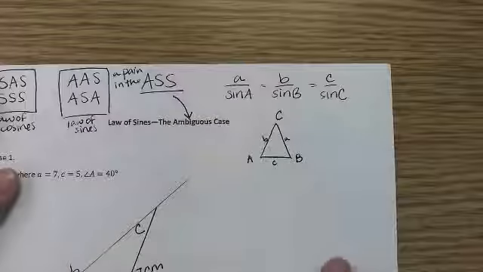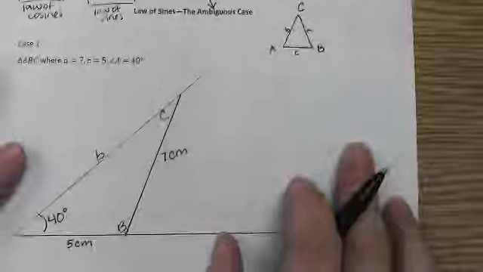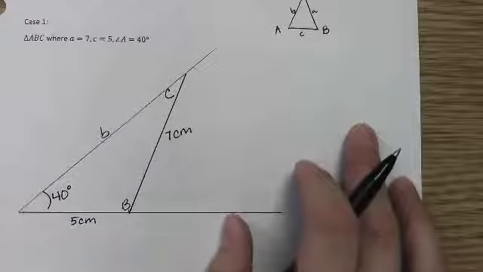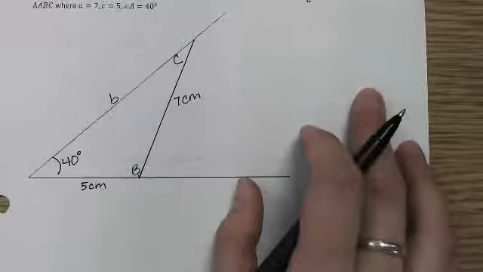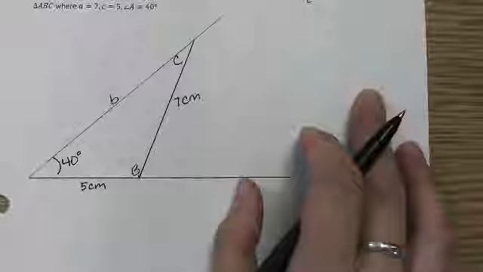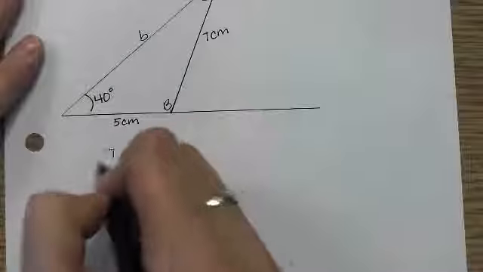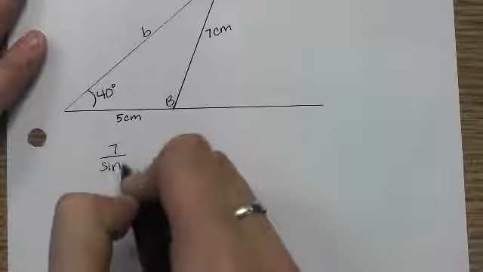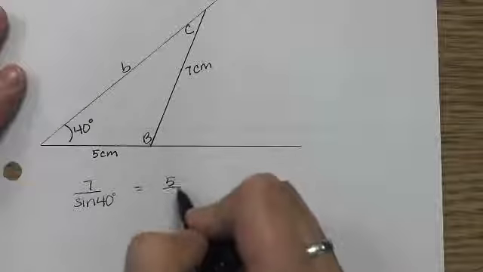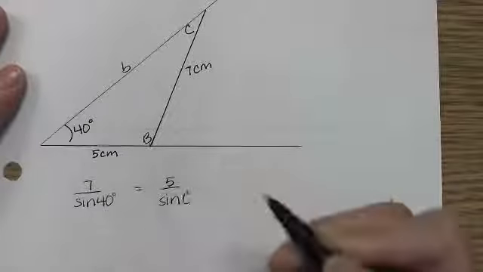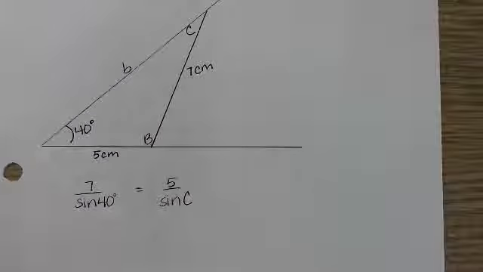Okay. Alright. So when we do law of sines, the very first thing is we want to find the pair. We want to find the angle and the side that go together. So what angle and side go together? 40 and 7, right? So I'm going to say the side length of 7 is over sine of 40 degrees. And then we have another side length. What is it? 5. And that corresponds to sine C, and so that has to be the first thing that we do.